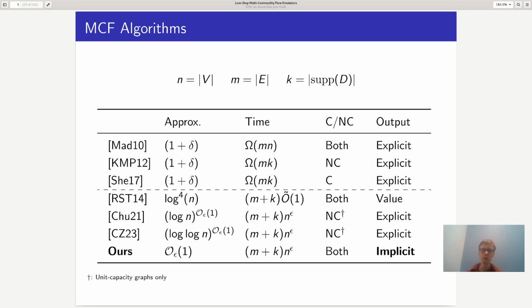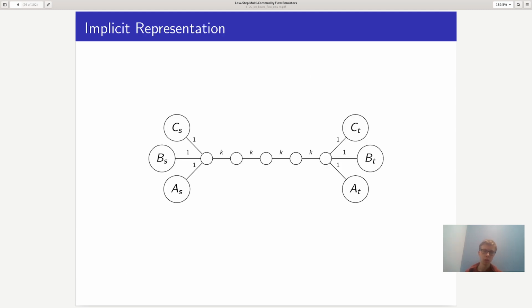So what does it mean to give an implicit representation? Well, let's look at this counterexample graph again. If you just replace this long path here with a single edge, then suddenly there exists a very small flow. Then we can also store for this edge we added that it corresponds to this long path in the original graph.